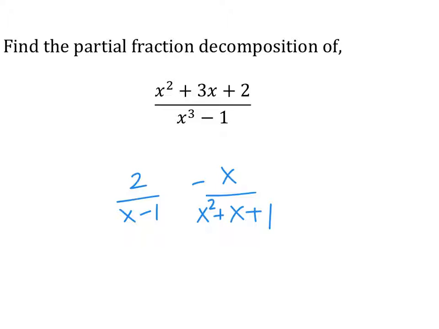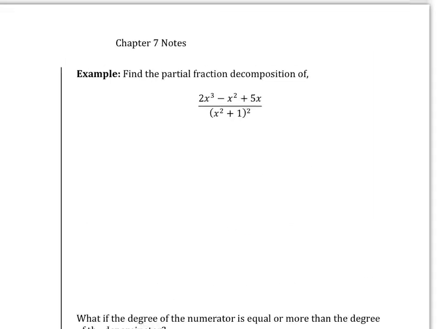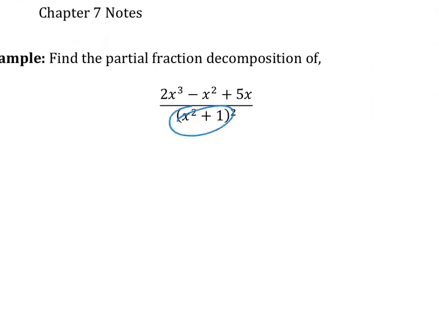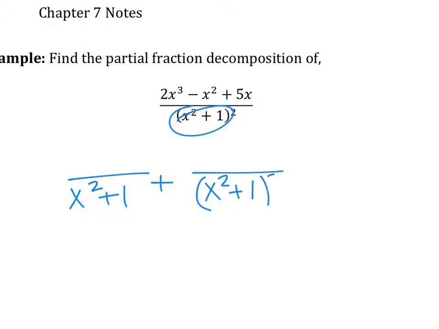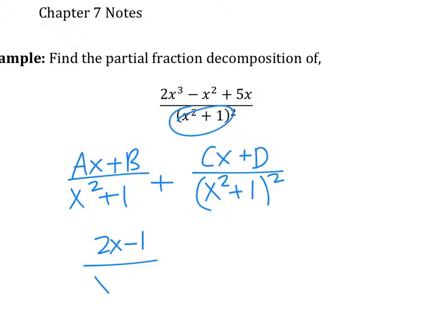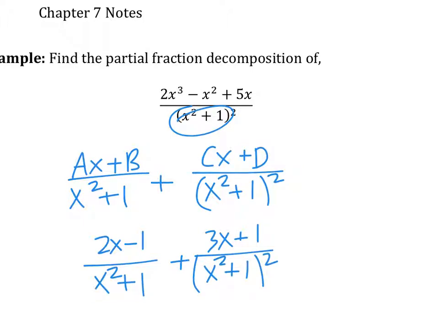All right, and then the last one before the top one on page 16. Okay, so you have to notice that this is a nonlinear factor. So this is going to be x squared plus 1 plus x squared plus 1 squared. That means on the top it's Ax plus B and then Cx plus D. This answer turns out to be 2x minus 1 over x squared plus 1 plus 3x plus 1 over x squared plus 1 squared.